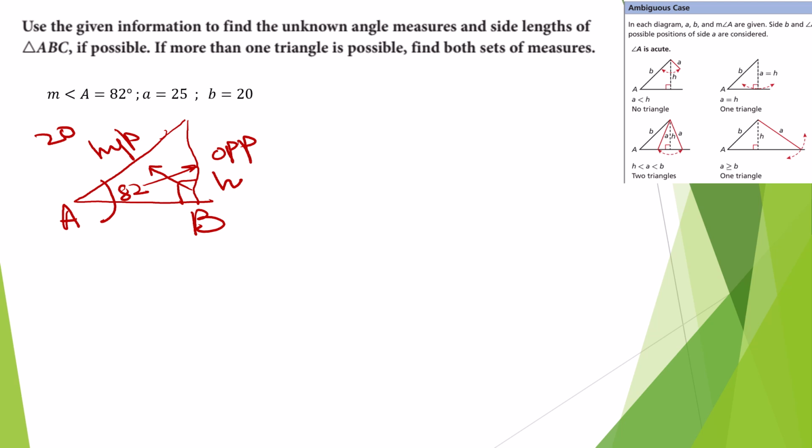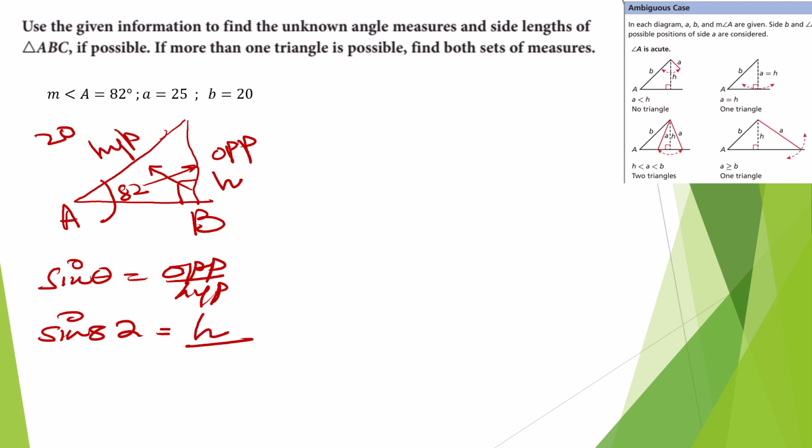Okay, how can we write it? To find the h, we write sine theta equals opposite over hypotenuse. Now, what is my theta? My theta is 82 degrees. And what is my opposite? My opposite is h and my hypotenuse is 20. I cross multiply, so I get h equals 20 times sine 82. Write in the calculator.